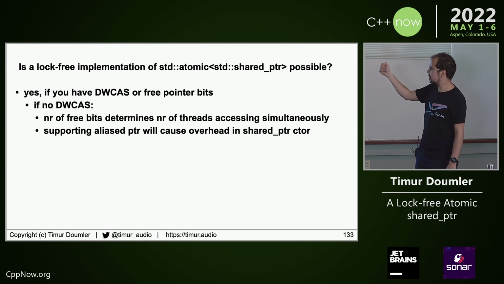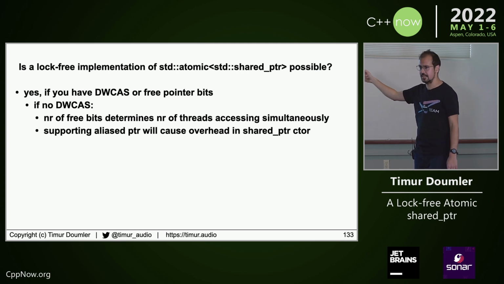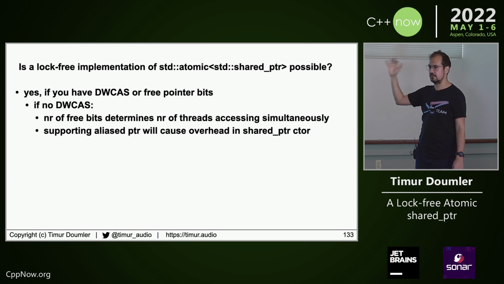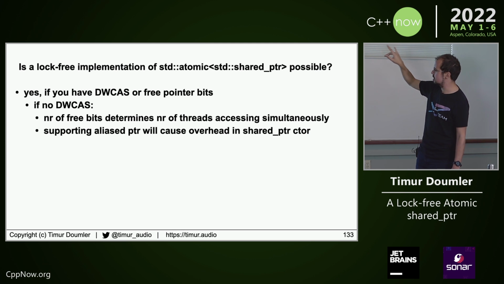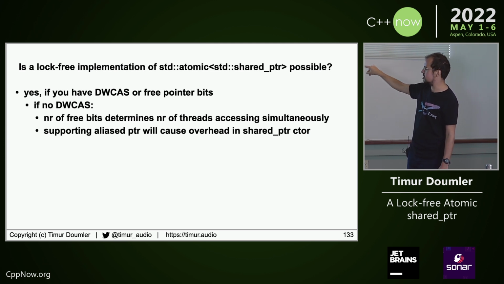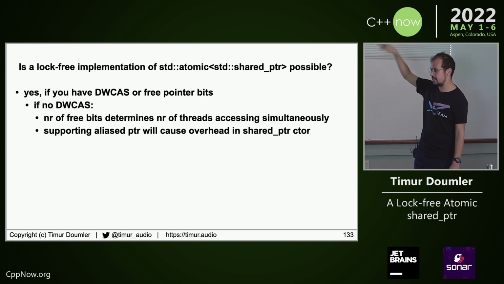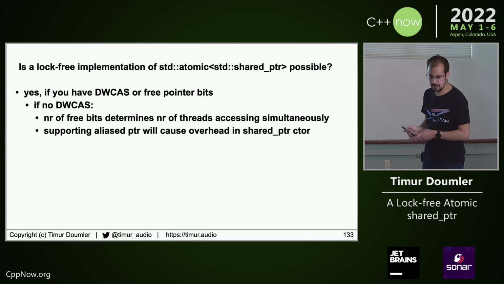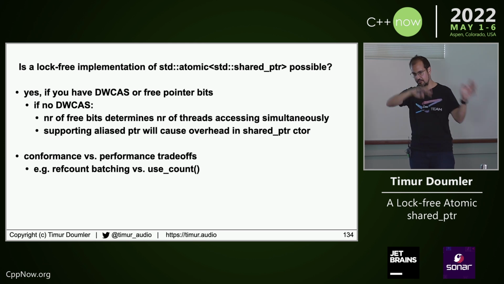And the other problem, if you don't have double compare and swap, is that if you still want to support the aliased pointer case, which is really important because of this base-derived case, which is quite common, then you will incur an overhead in every shared pointer constructor every time you create an aliased pointer, if you want to keep these allocations out of the atomic operations, which you want.